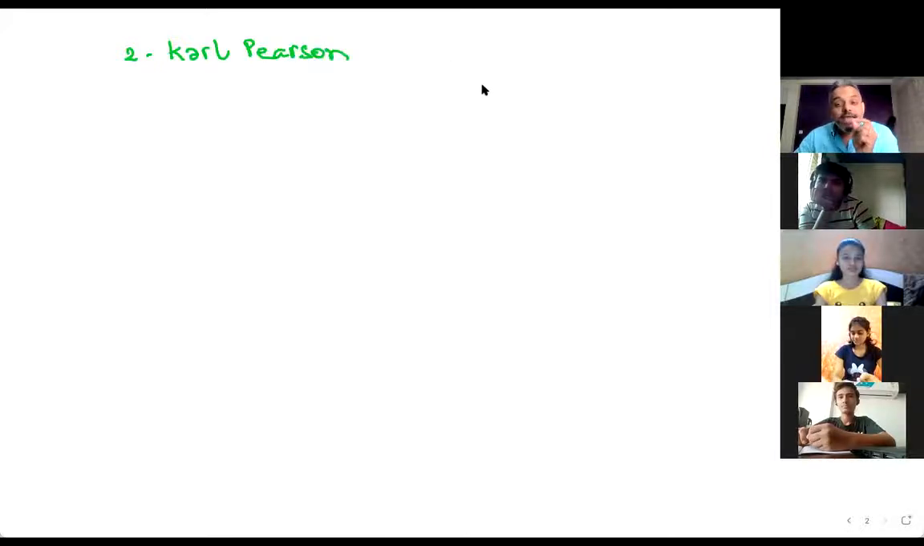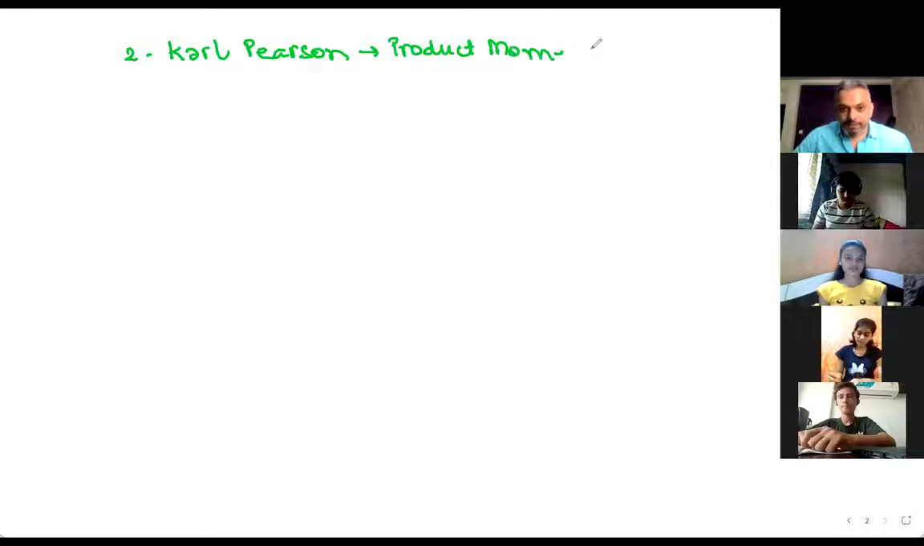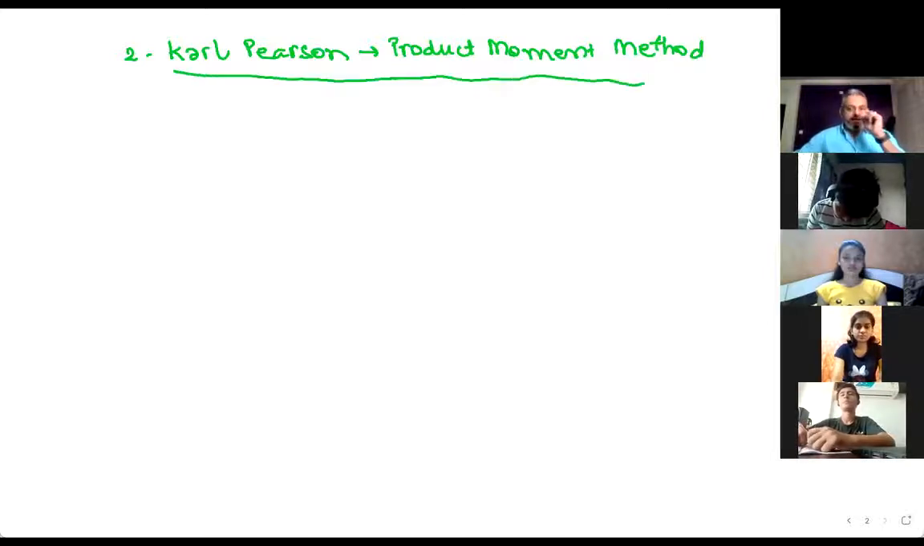Karl, KARL, not kaal as in past tense, future tense. Okay, Karl Pearson. Now the method Karl Pearson gave for determining the strength of relationship is known as the product moment method. Now, from exam point of view, scatter diagram is not so important. It is just for understanding of this concept of correlation.